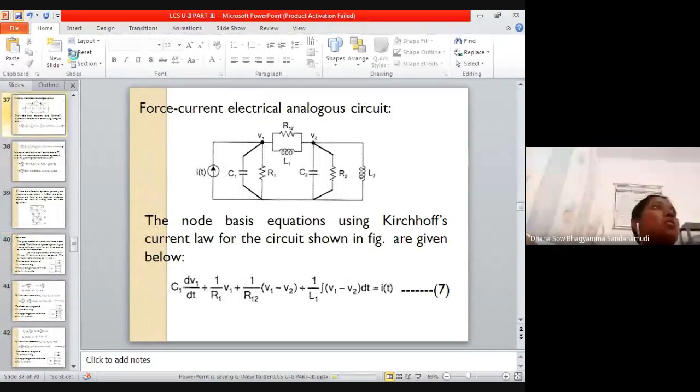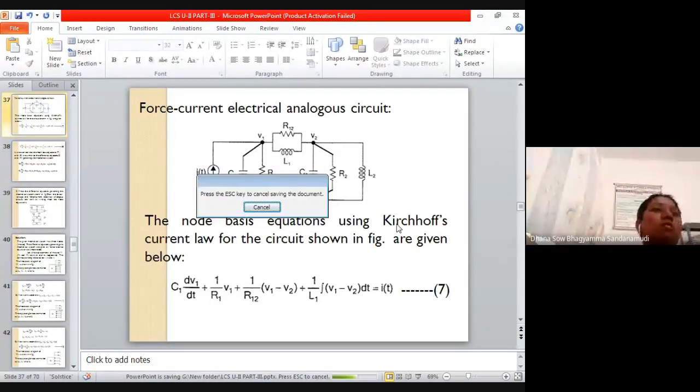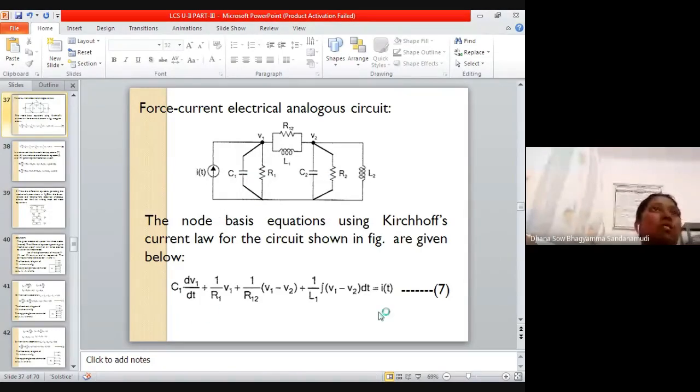Force current analogy. This is our circuit. Now you can apply nodal equations. Okay, Kirchhoff's current law, and you can determine the nodal equations here by applying Kirchhoff's current law. Okay, consider node 1. At node 1, entering currents are equal to the leaving currents. The entering current is i(t), leaving currents are C1 dV1/dt, V1/R1. Next, it is V1 minus V2 by R12, 1 by L integral of (V1 minus V2) dt. Okay, this is equation number 7.